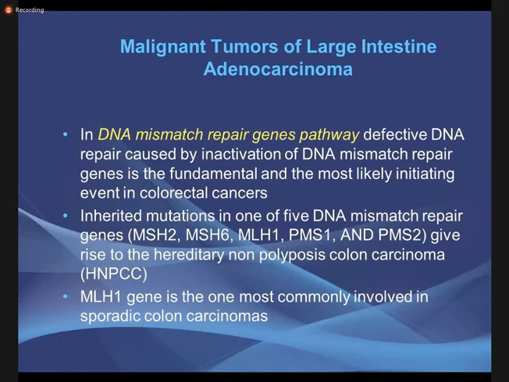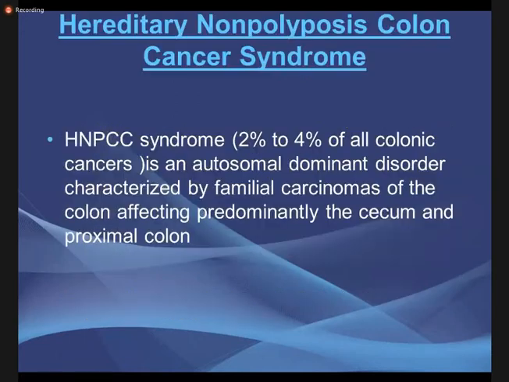These will be defective in this pathway, and this is the fundamental and one of the most likely initiating events in colorectal carcinomas. When there are inherited mutations in one of the 5 genes, they give rise to hereditary non-polyposis colon cancer. And the MLH1 gene is the one most commonly involved in sporadic colon carcinomas. Hereditary non-polyposis colon cancer syndrome accounts for 2 to 4% of colonic cancer. It's an autosomal dominant disorder characterized by familial carcinomas of the colon, affecting predominantly the cecum and the proximal colon.